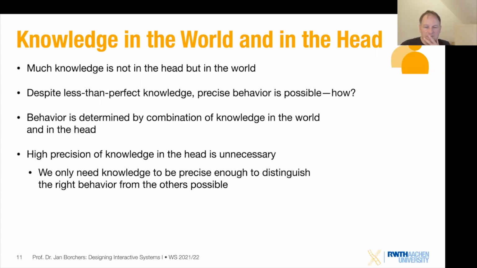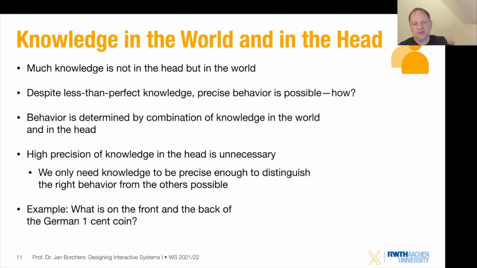So to give you another example, again, think about this for a second, and probably you don't have a chance to cheat with this one. Just think for a second: what is on the front and what is on the back of the German 1-cent coin? You've seen the coin often enough, you've handled them, and you never have trouble finding it in your wallet. But what's on the front and back? Anybody want to take a guess?